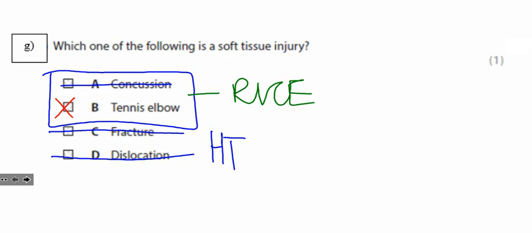So this was one that people generally got quite stuck on. Again, think a little bit deeper, think a little bit about how each one of these injuries would be treated.